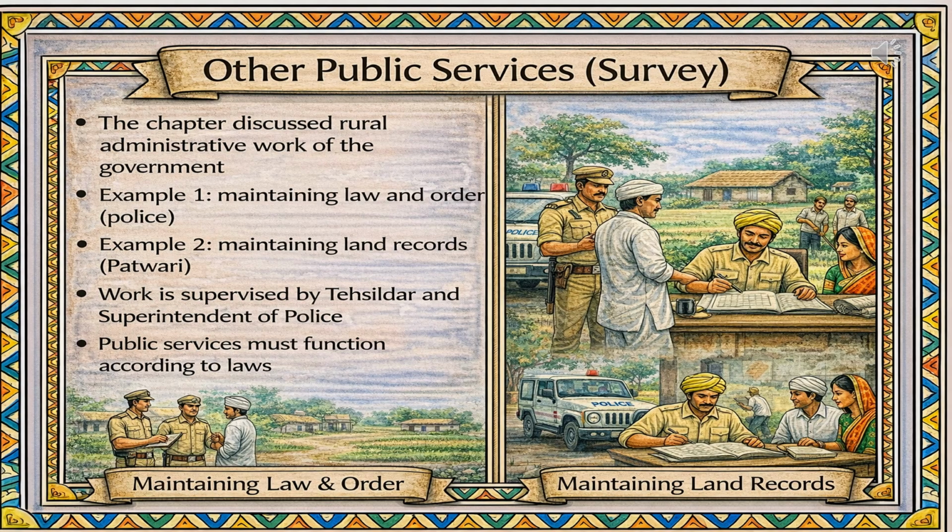Now let us quickly revise what we learned in this chapter. We studied the rural administrative work done by the government. We learned that law and order is maintained by the police, and land records are maintained by the Patwari. Both these services are supervised by senior officers like the Tahsildar and the Superintendent of Police. Most importantly, public services must work according to rules and laws, so that people get justice and support.